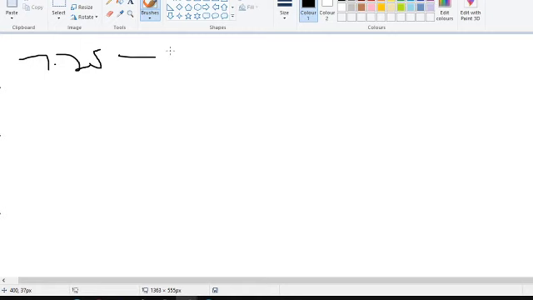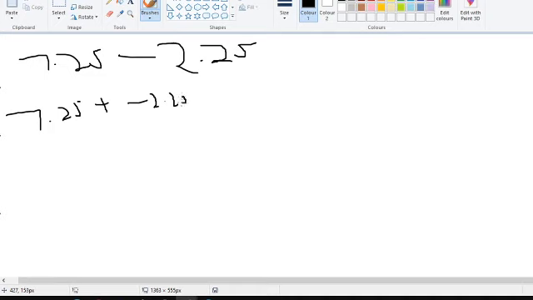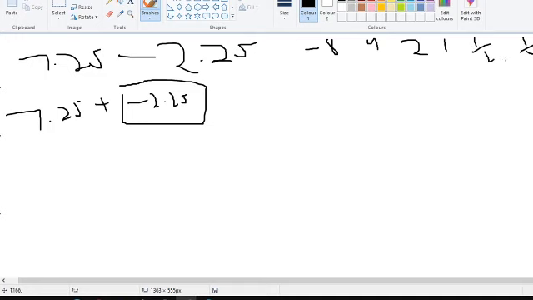7.25 minus 2.25. So how would you do that? You would do 7.25 plus minus 2.25. So how would you get this minus 2.25? You would obviously do minus 8, 4, 2, 1, and then a half and a quarter. So here would obviously be 1, and then you would use numbers to be able to fill up the rest of that place to be able to make it work, I guess.